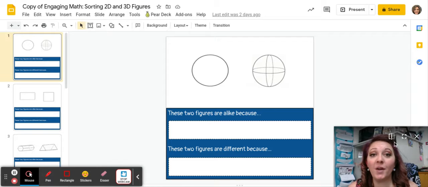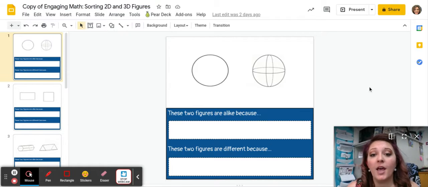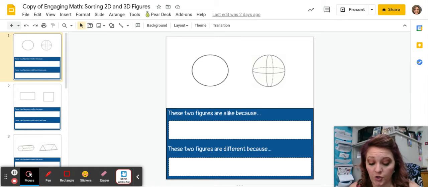Hi, boys and girls. Today we're going to learn about our 2D and 3D shapes and how to compare what is the same and what is different about them. So, we're going to look at some slides together. So, this first slide has a picture of a circle and a sphere.